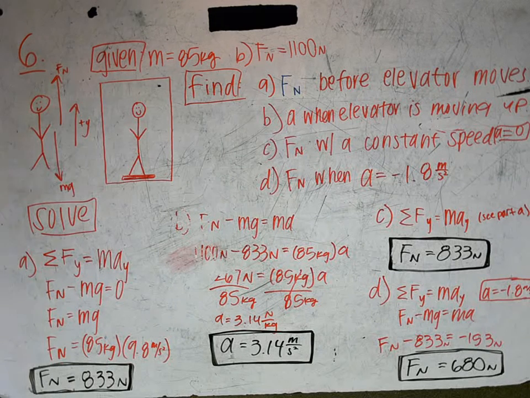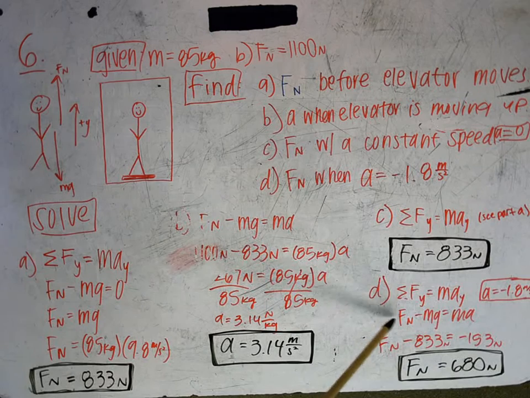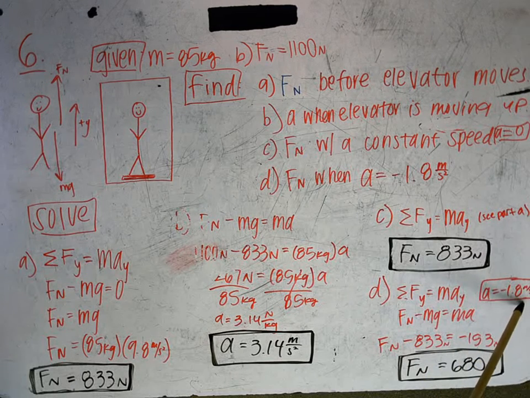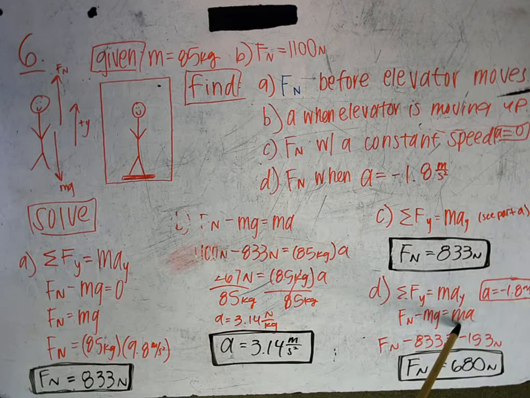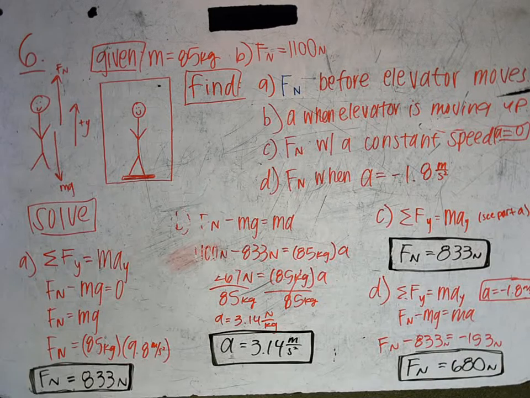And then the elevator slows to a stop. Okay, so now the normal force minus your weight is equal to ma. But now we know what a is, negative 1.8 meters per second squared. So we plug that in, multiply it by the mass, and you get this value. This is your net force. You have a net force of negative 153 newtons. Solve that for the normal force.